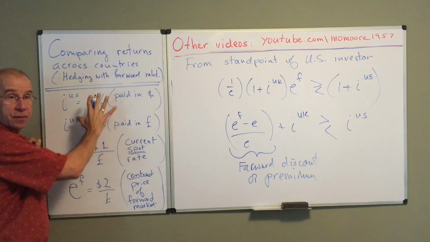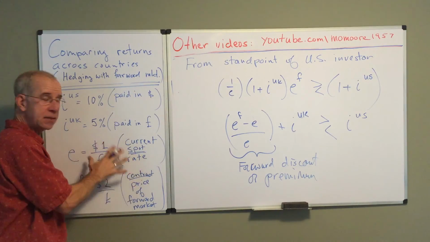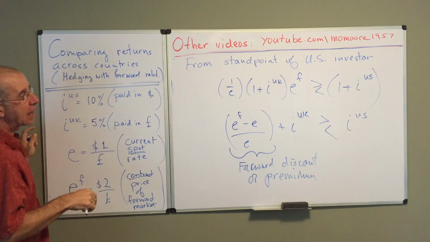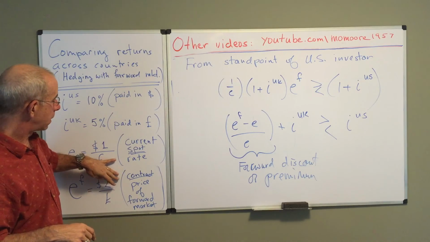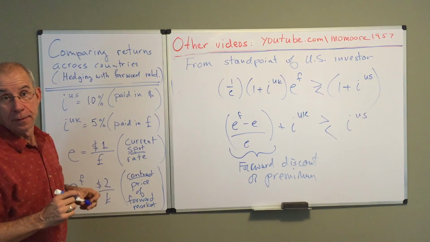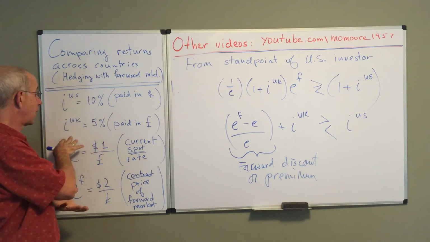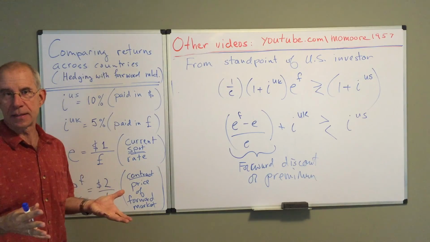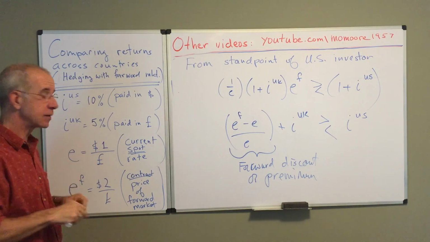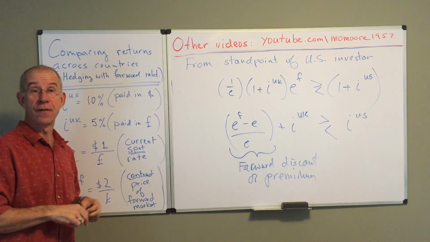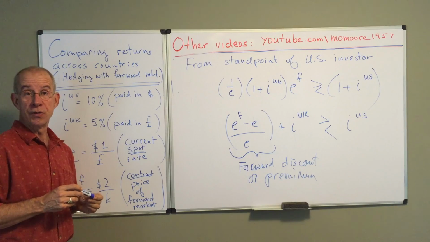Again, I want to emphasize, there's nothing uncertain about this. Every piece of information is known with certainty today. Now, this type of massive risk-free profit from investing in the UK rather than the US really doesn't happen in practice very much. These are much smaller margins in practice. But this gives you a sense of the mechanism of how you would compare returns using the forward market.